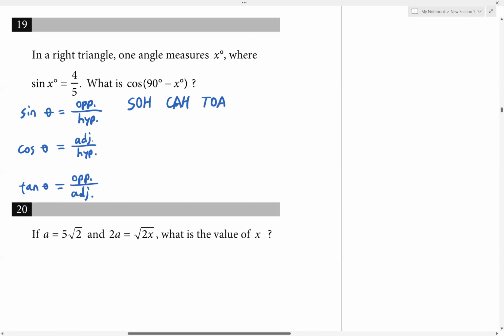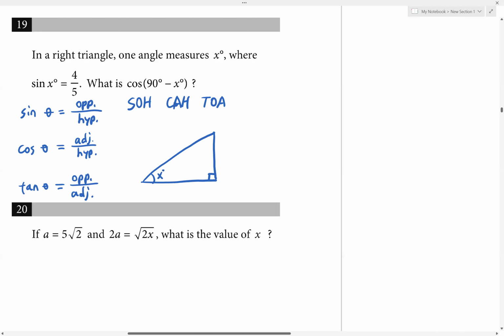Okay, so let's look at this question. Now we know the definitions, we have to be able to apply them to solve a question like this. If we don't have a picture, let's draw out the diagram first. If we have a right triangle like this, let's just say this is our angle x, x degrees right there.